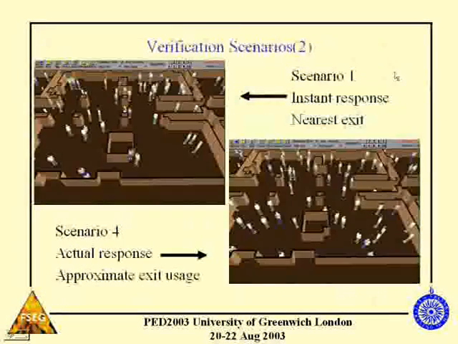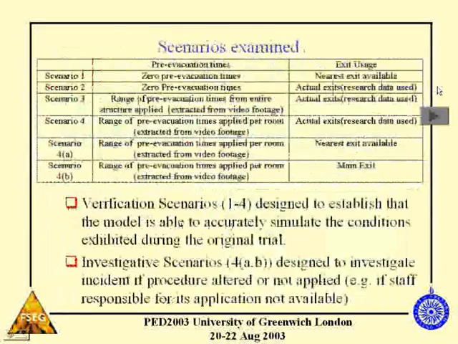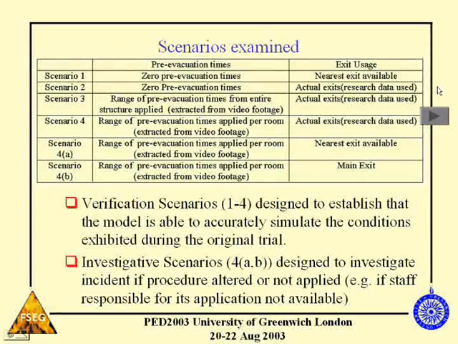So in scenario 4, we have the pre-evacuation times according to the location and the exit usage that was apparent during the evacuation. And in the final two scenarios, I'll be looking at what might happen if the procedures were changed. If there was some manipulation of the procedures so that people were able to use their nearest exits, and then if the procedure was missing altogether and people used the exits according to their common circulation knowledge.